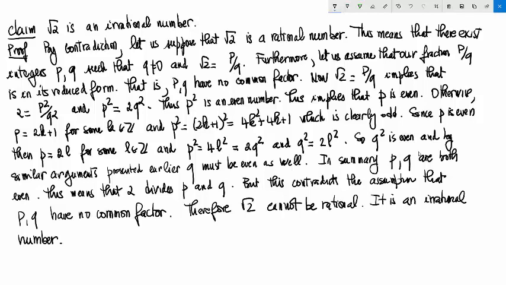And the fact that p is even means that p squared is of the type 4 times l squared, which means that q squared is even. And because q squared is even, then q must be even. So if we assume that square root of 2 is a rational number in its reduced form of the type p over q, then there's only one possibility: 2 has to divide p and q. So that contradicts the fact that p and q have no common factor, so we have violated logic. So square root of 2 can never be a rational number, it must be an irrational number.